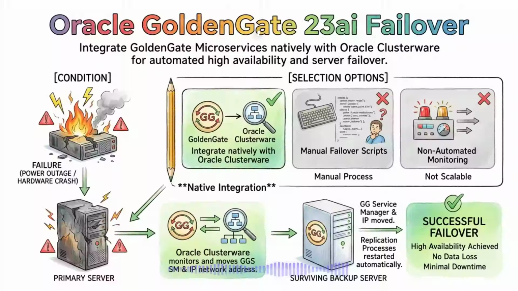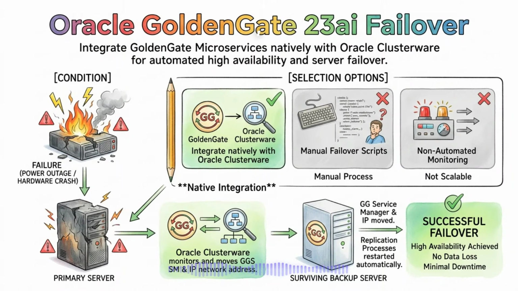The biggest challenge in any active-active architecture is an endless replication loop. If New York sends an update to London, GoldenGate in London might mistakenly see that incoming update as a new local change and send it right back to New York, bouncing the data back and forth forever.